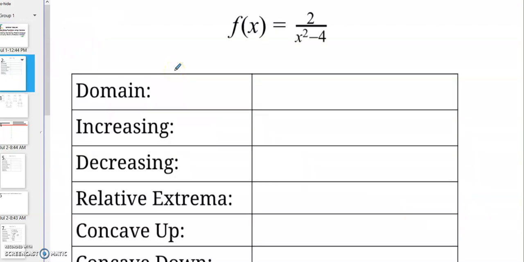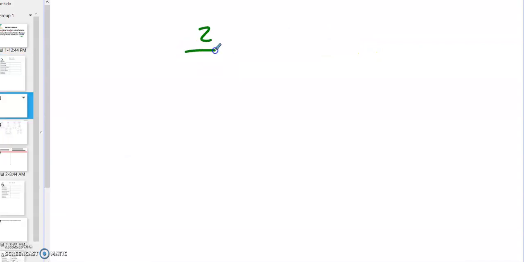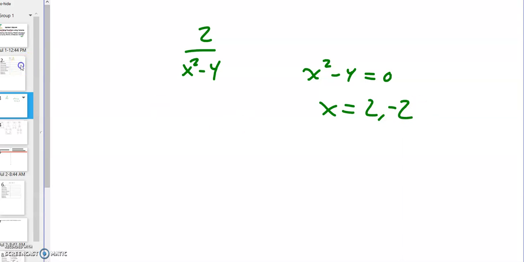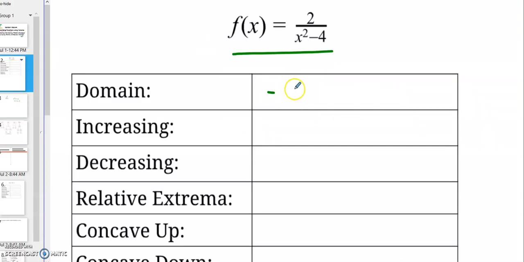Okay? So we're going to jump in here. Here's our little list of things we're going to find. Here's our function. First, domain. So when you think about domain, it's possible x values. So think about the x values that don't work. Well, you can't divide by 0, so x squared minus 4 can't equal 0. So the function doesn't work when x is 2 or negative 2. So if we go to our domain, negative infinity to negative 2. Can't have negative 2, so we need to do a little stop there. Negative 2 to 2. 2 to infinity.